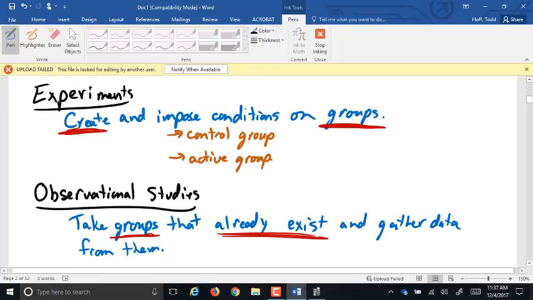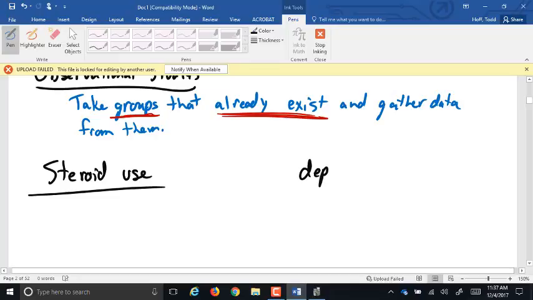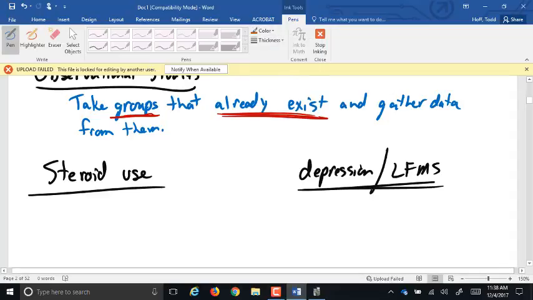So looking at the two examples we've done so far, we had the steroid use example, and we had the depression LFMS study. Which one of those was an experiment?